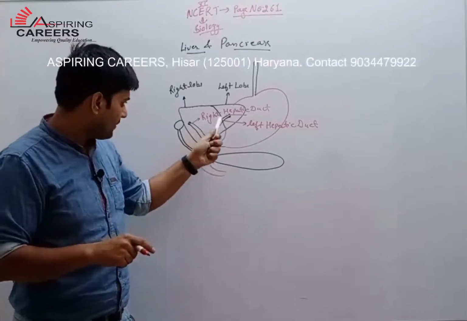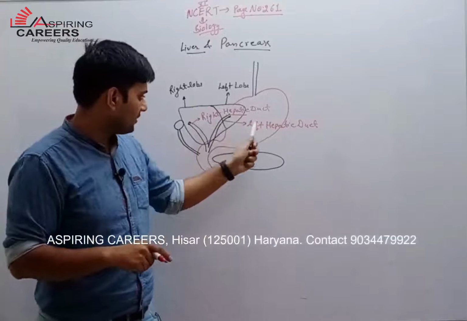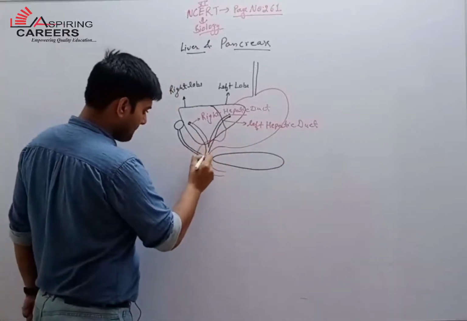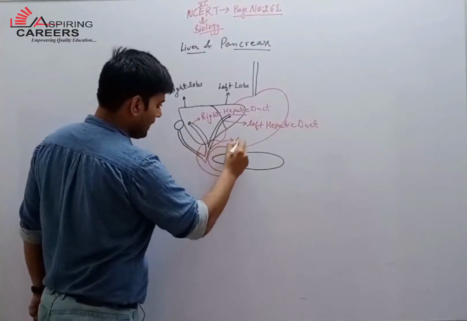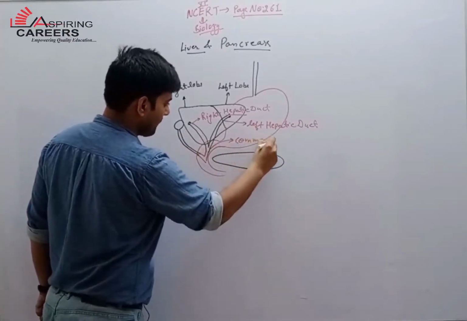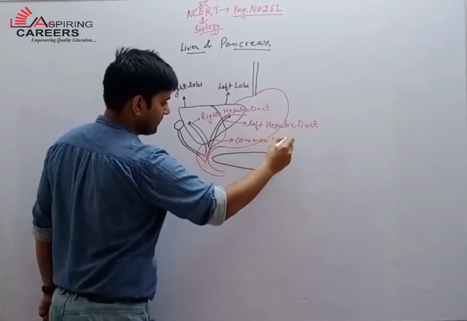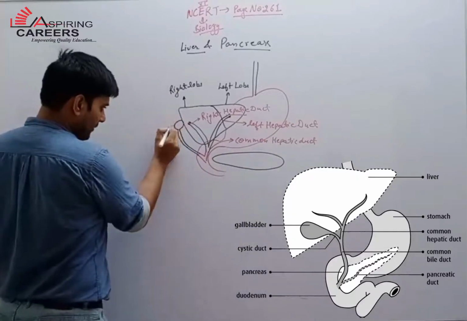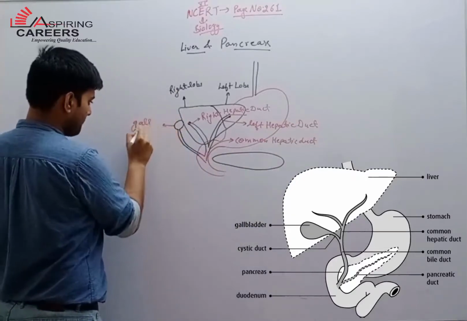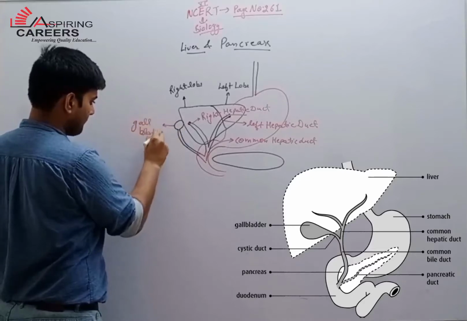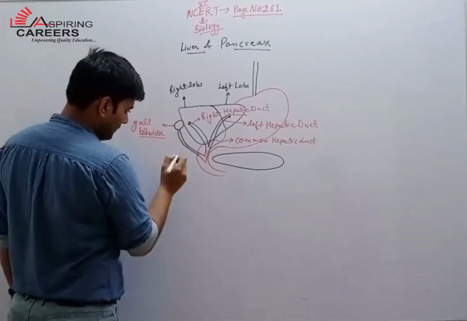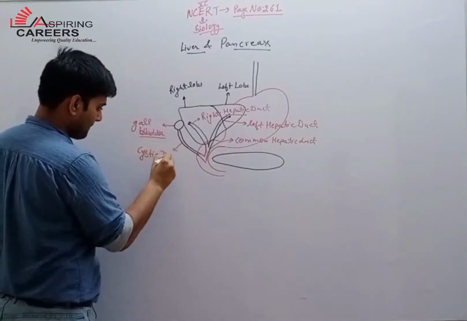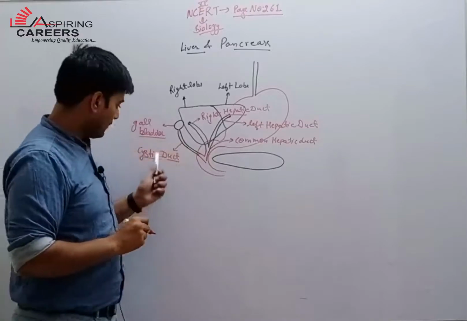So the left hepatic duct and right hepatic duct, when they both combine, they form the common hepatic duct. Right? Okay. This is gallbladder. And this gallbladder has a duct called cystic duct. This is called cystic duct.